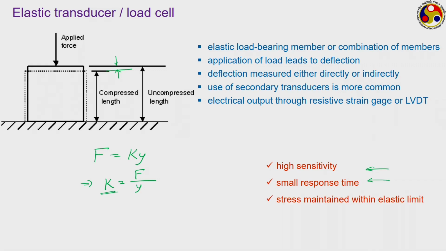Stress has to be maintained within the elastic limit, because if you are crossing the elastic limit, then there will be permanent deformation for the member, which will lead to error in all subsequent measurements. There can be temperature sensitivity issues, because generally the value of the deflection coefficient decreases, that is the sensitivity decreases, with increase in temperature, and manufacturing tolerances also need to be considered.